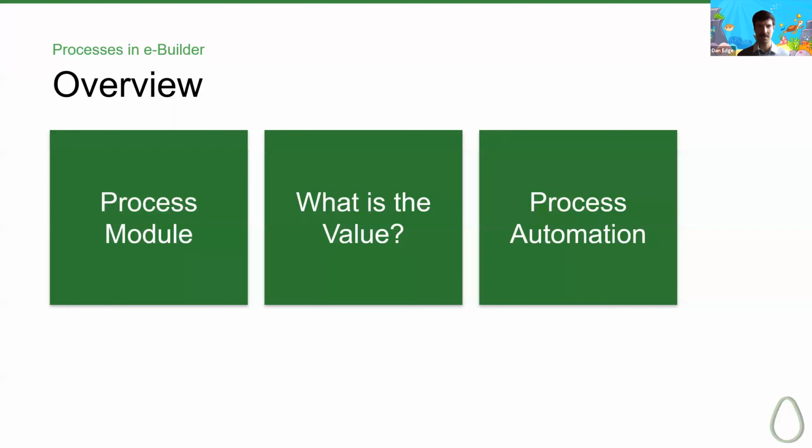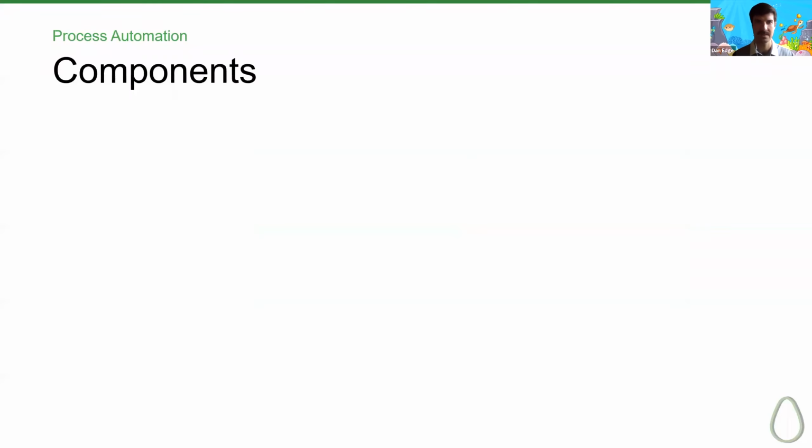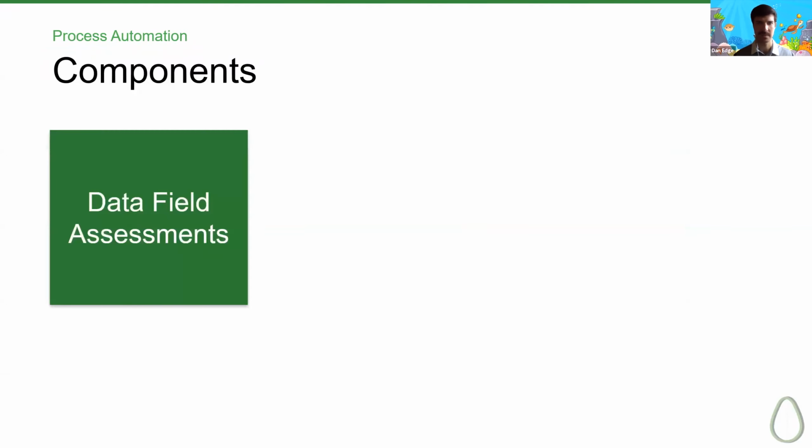Okay, by now you might be saying, this sounds great, Dan. How do we do this? Well, today we're going to review 3 components you can use to optimize your organization's processes. The first is data field assignments. I've been implementing data field assignments for 5.5 years now, and I'm really excited for Paulina to show you how it works.